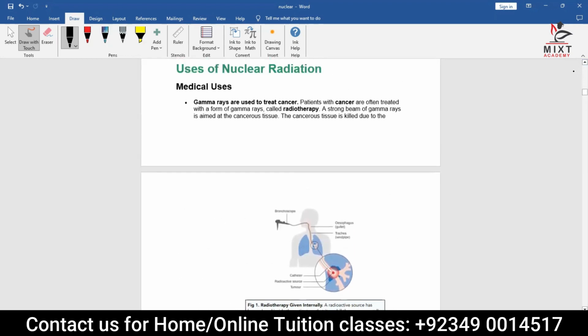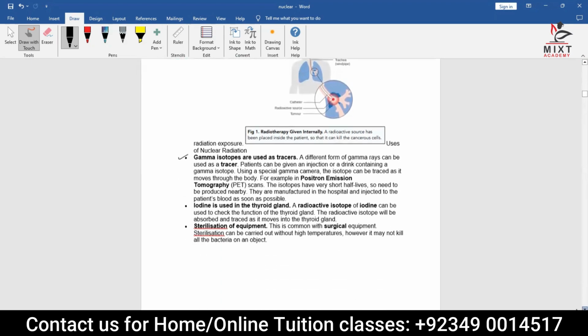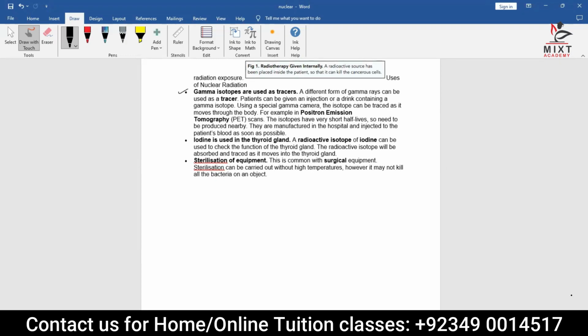That is the heading, uses of nuclear radiations. We have done the first one. I want you to write the ones here. You don't need to write everything here. They wrote positron emission; don't be confused with that. Just write the basic ones, like gamma isotopes are used as a tracer. Just write till here, it would be enough for you. Or if you want, you can write till here. There is no need to write, for example, positron emission.